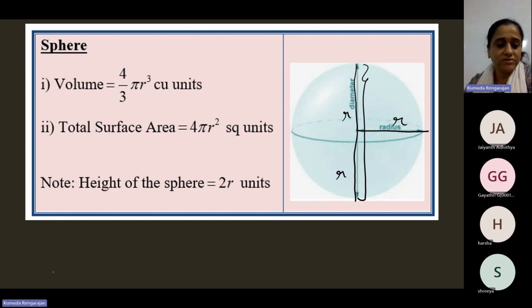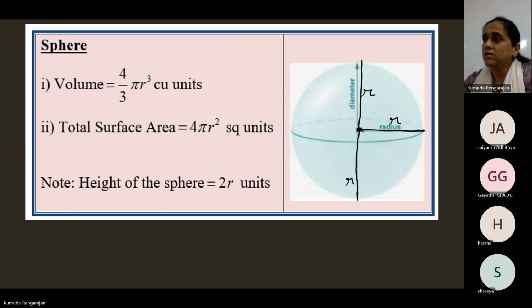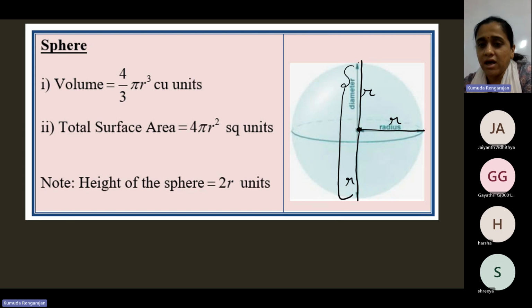Height of the sphere is equal to, here, what is this? Radius. This is the center of the sphere. This is the radius. So the height of the sphere is the maximum height of the sphere, and what is that? R plus R, 2R. And what's the radius of the sphere? R. Height of the sphere, R plus R, 2R units.